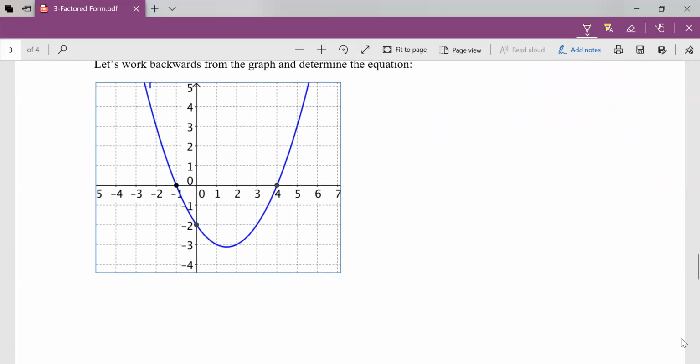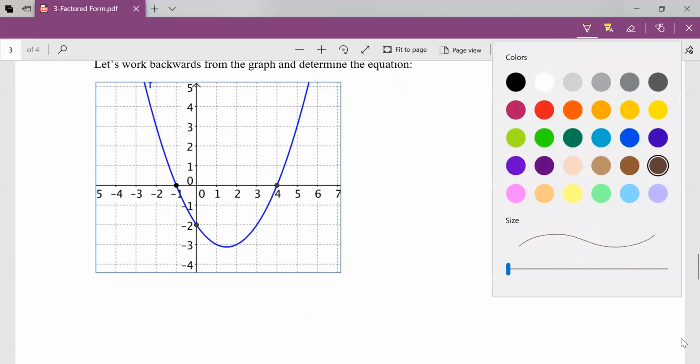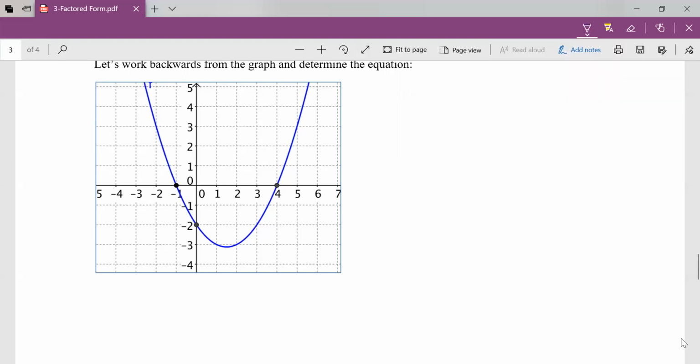Okay, friends, we're almost there. Last example. Last thing we have to do is work backwards from the graph to determine the equation. So I notice the information I was given. I see two x-intercepts, and they did not give me the vertex. The vertex is there, but I don't know where it is. So when I'm given the graph and I know the x-intercepts, I'm going to use factored form. And factored form looks like this.